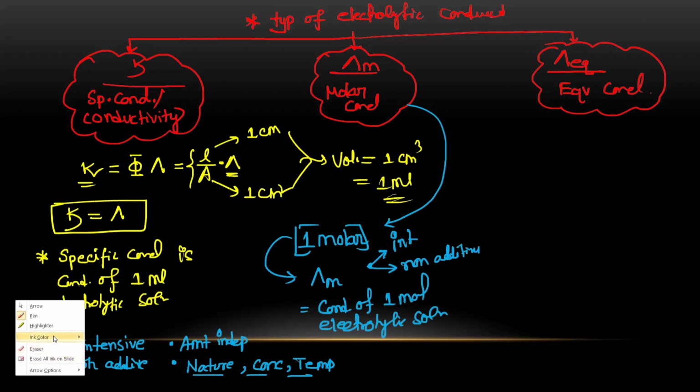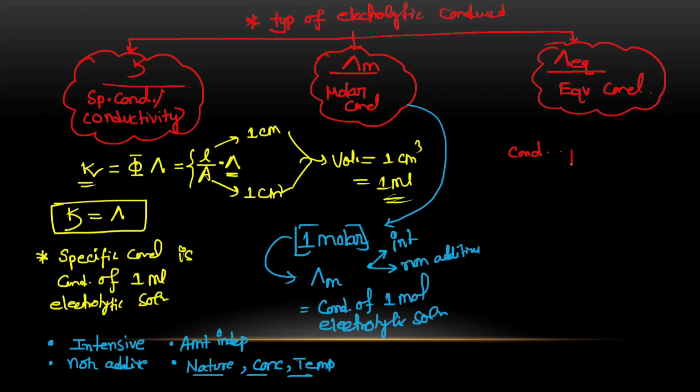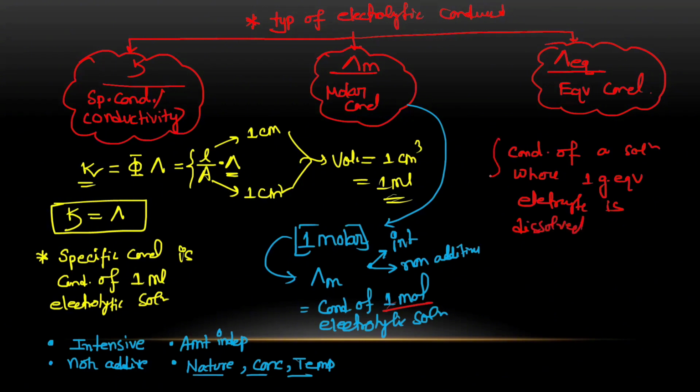Now, the last one, that is equivalent conductance. Equivalent conductance means basically conductance of a solution where 1 gram equivalent of electrolyte is dissolved. In the previous case there was 1 mole, and here it is 1 gram equivalent. So this is basically the definition of equivalent conductance.